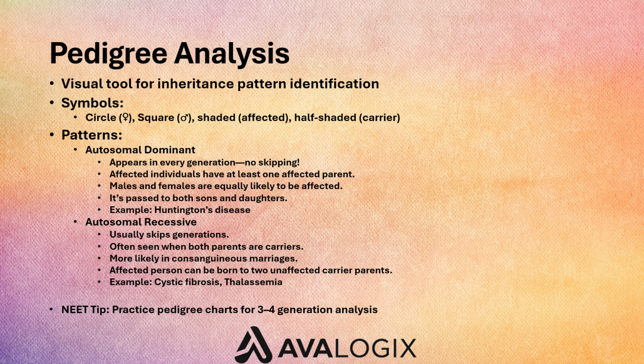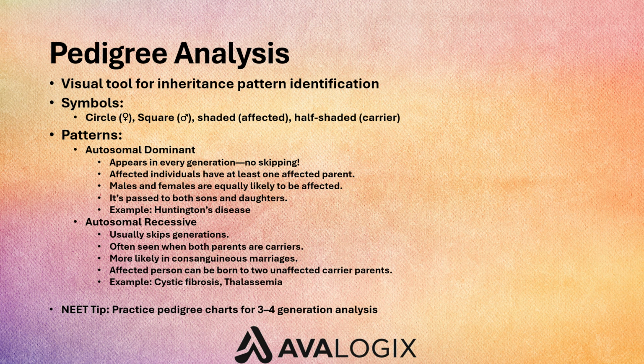2. Autosomal recessive. Usually skips generations. Often seen when both parents are carriers. More likely in consanguineous marriages. Affected person can be born to 2 unaffected carrier parents. Example, cystic fibrosis.